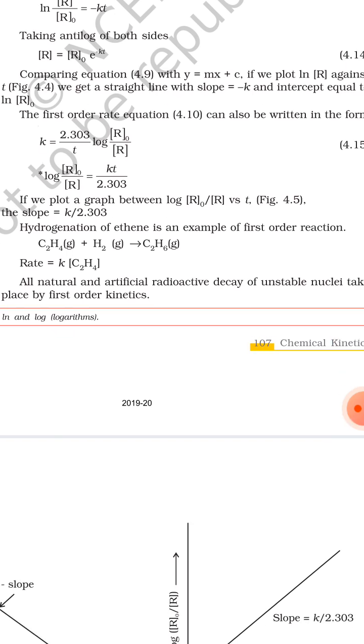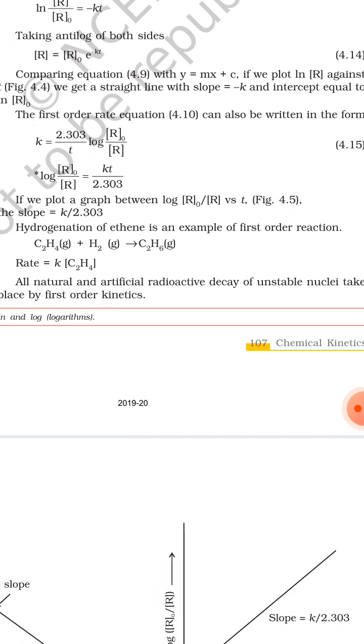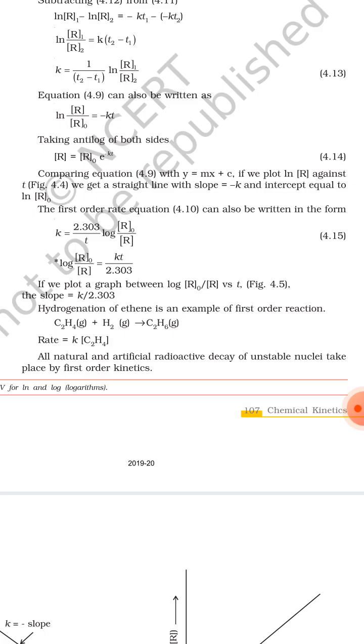So the first order rate equation can be written in the form of: the rate constant of a first order reaction is k equal to 2.303 upon t log R0 upon Rt. By adding the log in this equation we get k equal to 2.303 upon t log R0 upon Rt, and we will often use this formula for first order reactions.